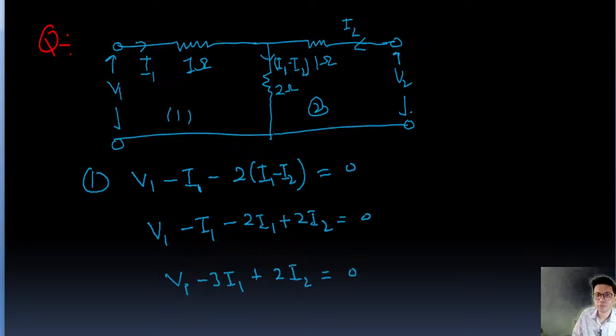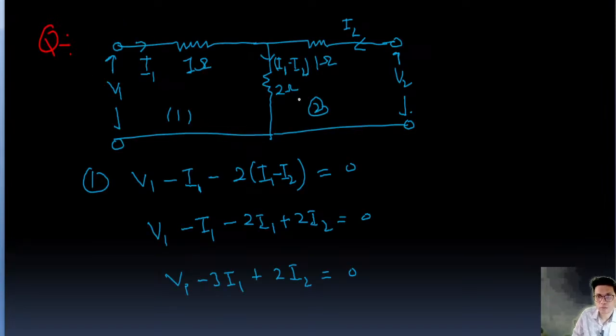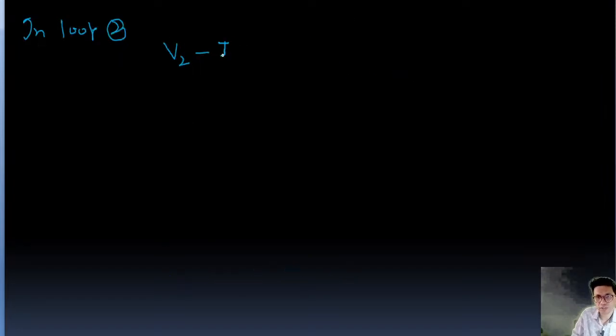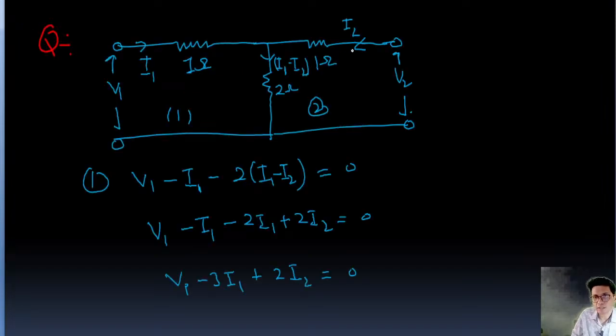Now in loop 2, I will use the KVL. This is V2, so V2 minus, this is 1 ohm and this is I2, 1 into I2 is I2, and so on. Here we are going to use it.